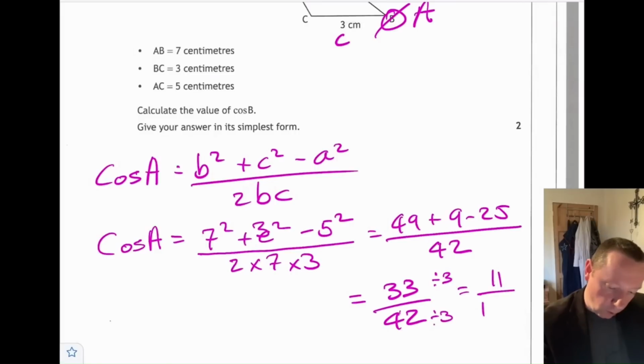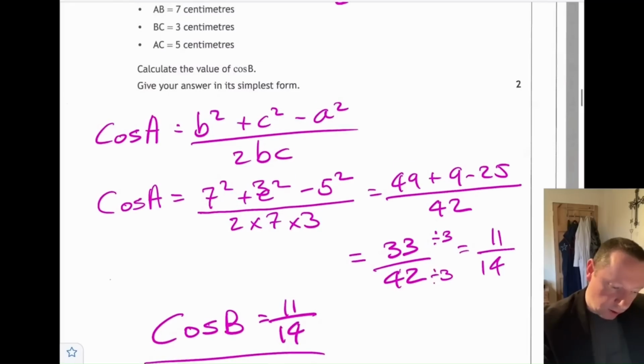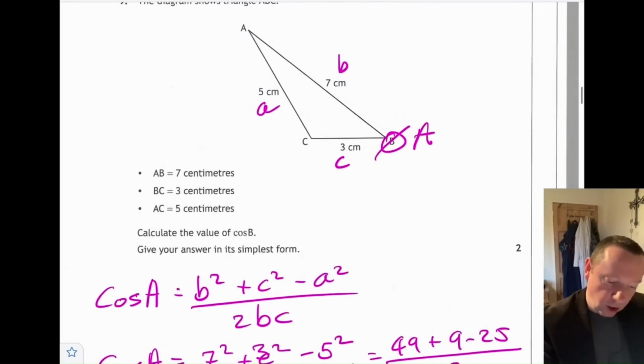Now, we've written cos A, remember, but that's actually cos B. So our final answer, to be very clear for our examiner, cos B is 11 over 14. That's my answer. I want to change it to cos A and change the letters to make it make more sense to me, because we're using cos A as the formula.